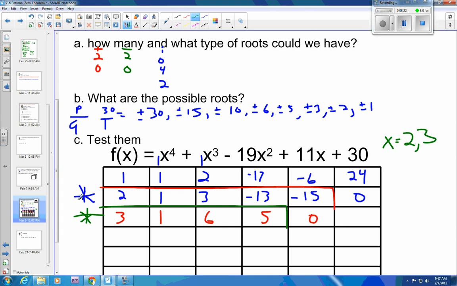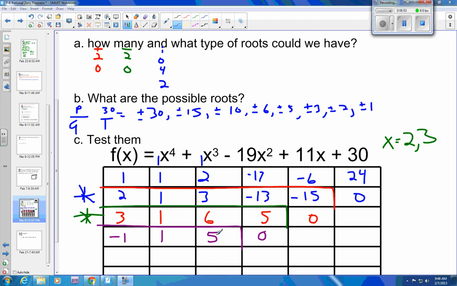And so now I need to try some negatives and see what I get for negatives. So I'm going to try a negative 1. And I'm using my depressed polynomial right here. So the 1 comes straight down. Negative 1 times 1 is negative 1. Negative 1 plus 6 is 5. And negative 1 times 5 is negative 5, so that makes a 0. And then that one works.